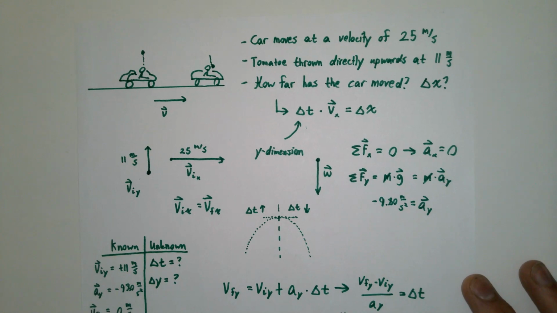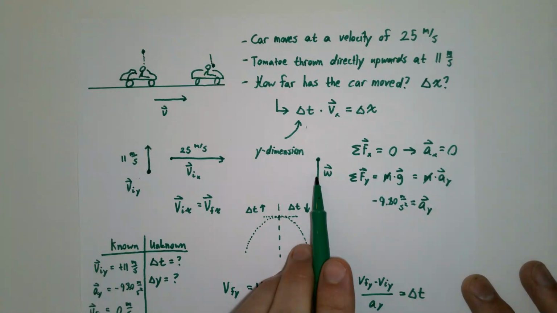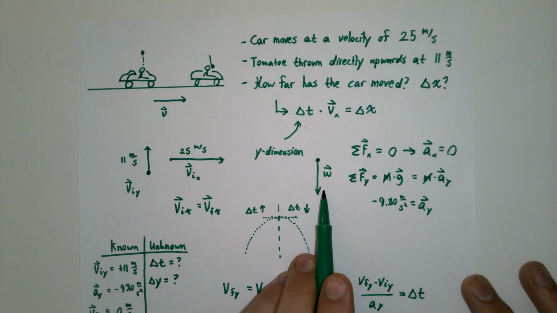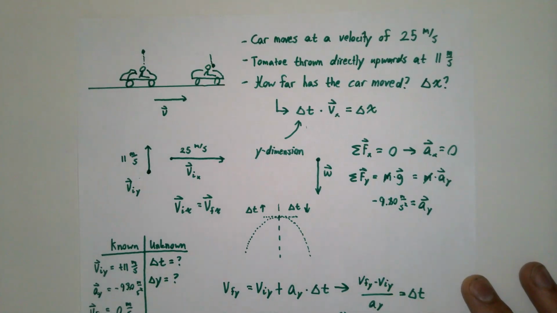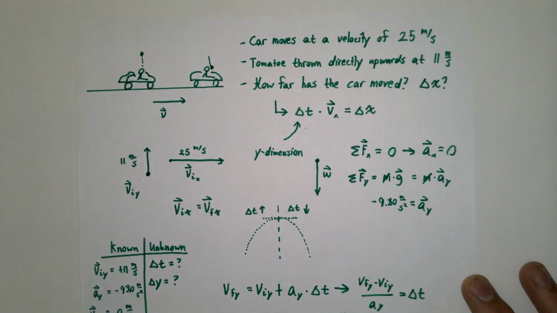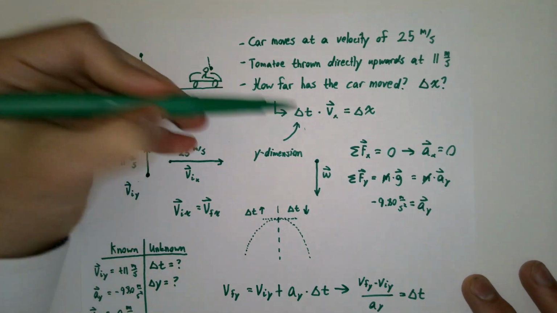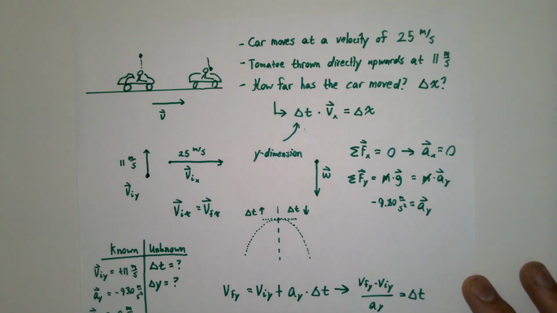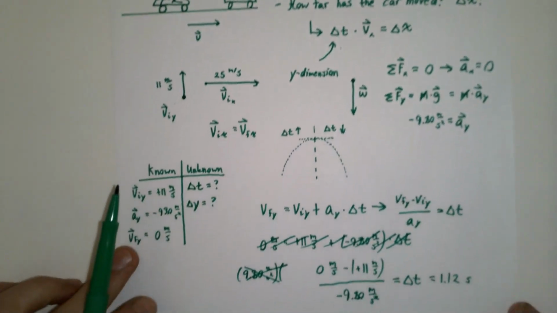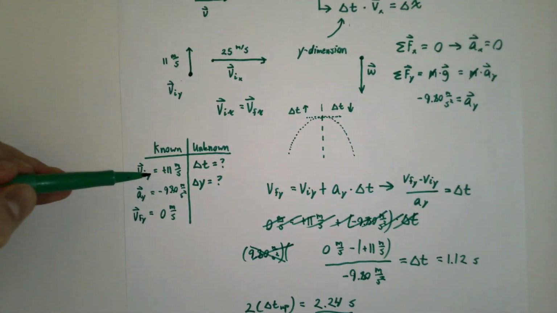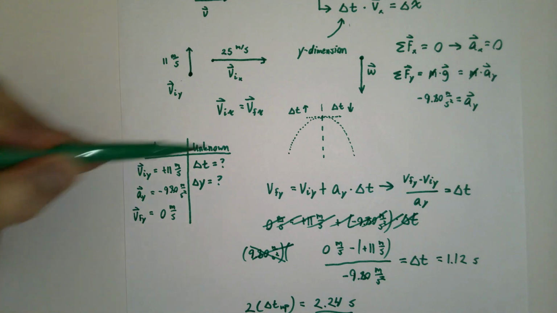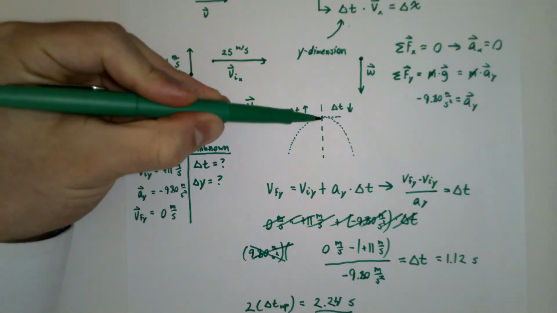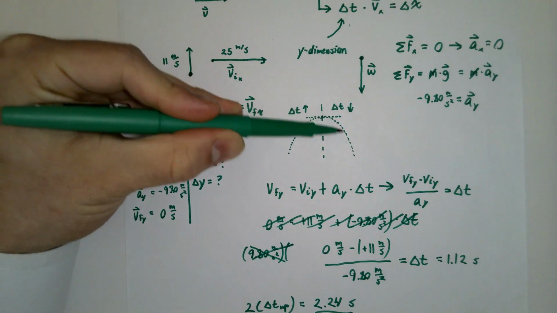The same is not true of our forces in the y dimension. We do have a force in the y dimension that's generating some acceleration. That acceleration is our free fall acceleration of negative 9.80 meters per second squared. To find the amount of time that our tomato is in the air, we do an analysis of the motion of our object in the y dimension. That motion depends on these three quantities. We looked at the first half of the tomato's motion, knowing that it's symmetric to the second half.